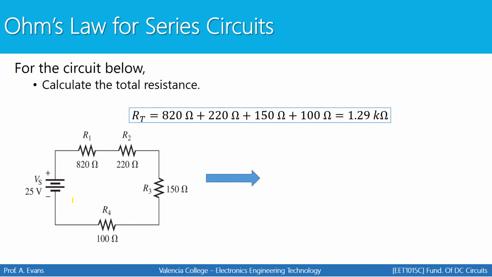Keep in mind that I can draw an equivalent circuit that looks like this, where I can replace all 4 of those resistors with one resistor that's 1.29 kiloohms. These 2 circuits are equivalent and will have all of the same values.